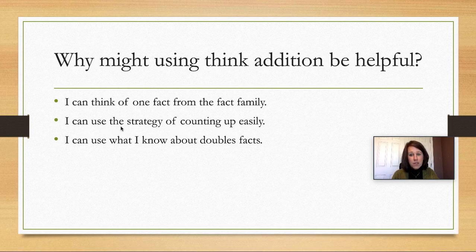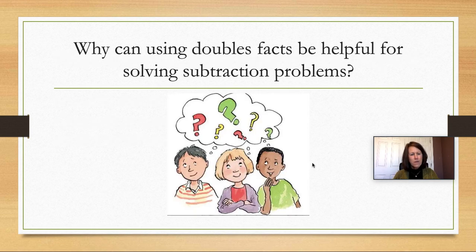Maybe it's because you can use the strategy of counting up more easily when you think about addition first. Or maybe it's because you know your doubles facts, 3 plus 3, 6, 5 plus 5, 10, 8 plus 8, 16, and then you can use those to help you to solve and think about addition quickly. When I just did those doubles facts, how can those be helpful when you're solving a subtraction problem?